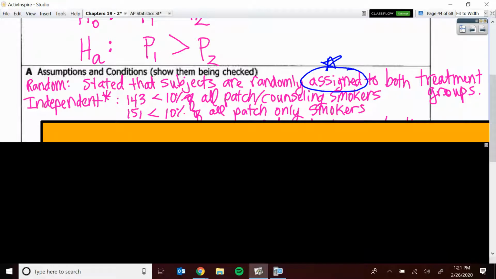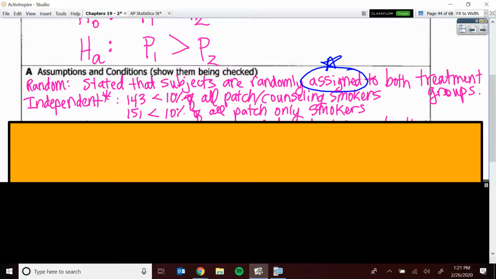Okay. Now, while you're writing that, I'm going to tell you a common mistake. People want to add them together and say 196 is less than 10% of all smokers in general. You cannot combine it together and say 196 is less than 10% of all smokers. Okay. These are two different populations.